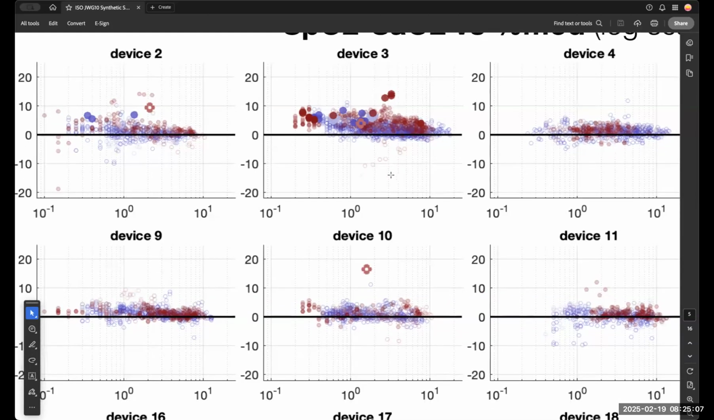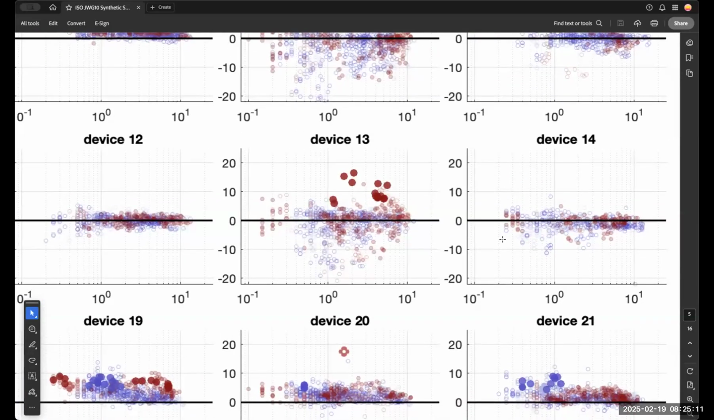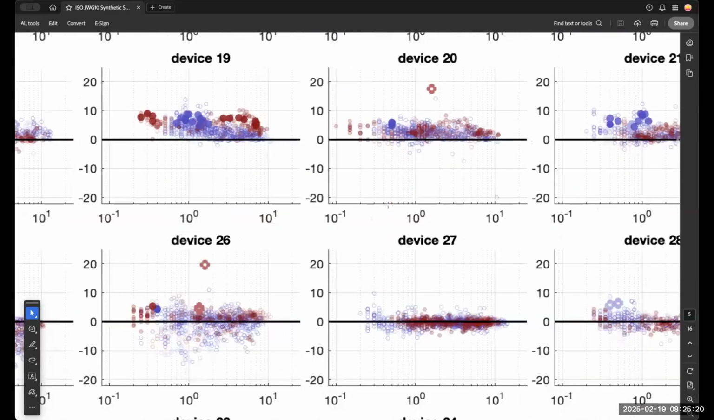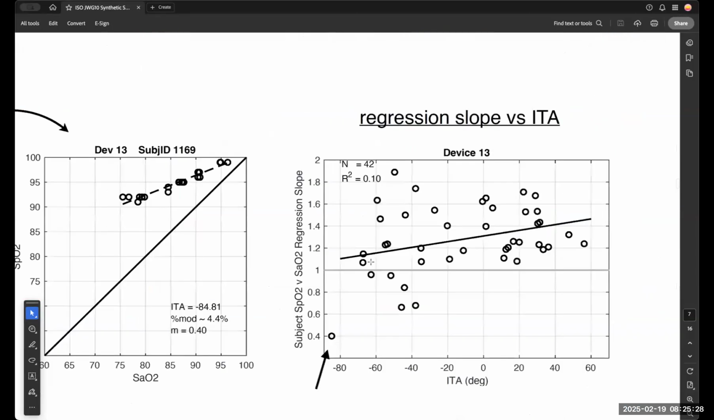And of course, there are poor performing devices like device 13, which had a range of errors all throughout, even including occult hypoxemia, all throughout the percent mod range. And device 27 exhibits a fairly reasonable amount of error throughout the range of modulation. All right, and then very quickly to wrap it up.